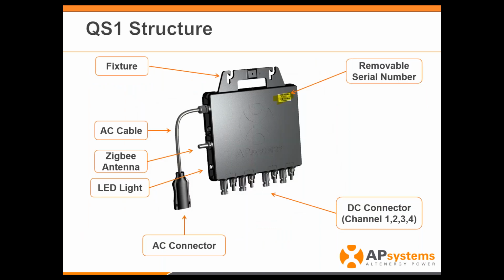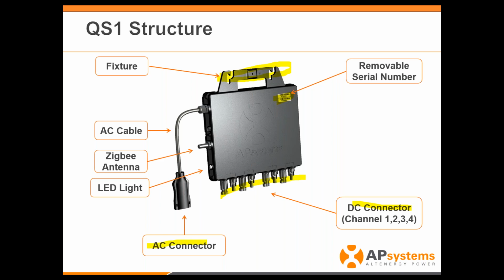QS1, again, very similar. Here we go. Here's the removable serial numbers. The mounting brackets are identical. So if you have any kind of mounting of 600 or a QS1 on the same roof, you're using the exact same mounting brackets and bolts. DC connectors, again, MC4, all of them across here.